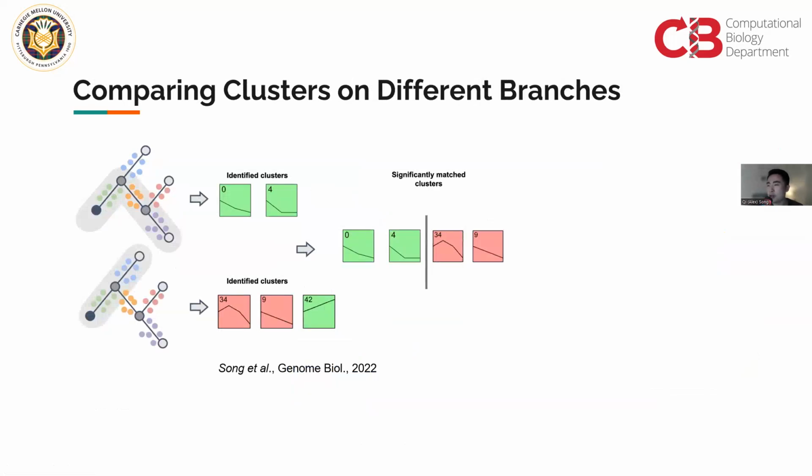Furthermore, our framework can also identify the clusters on different branches, then compare these clusters across the different branches. We do this by performing hypergeometric tests to identify the gene clusters with similar genes across the different branches. It will be interesting to investigate these green clusters and red clusters because they have similar genes, but they show different expression patterns across the different branches.